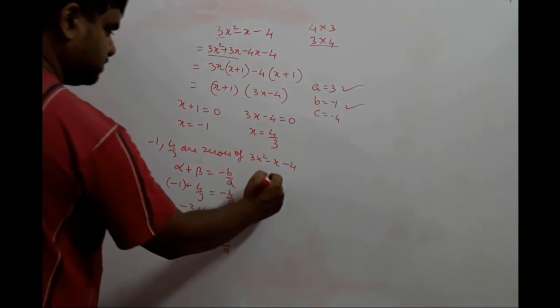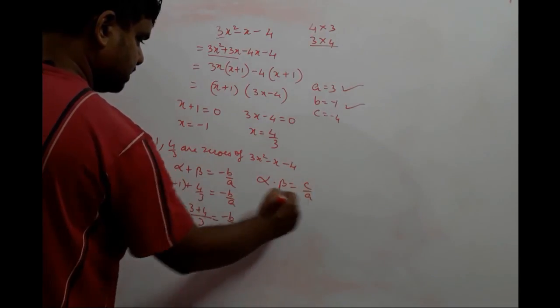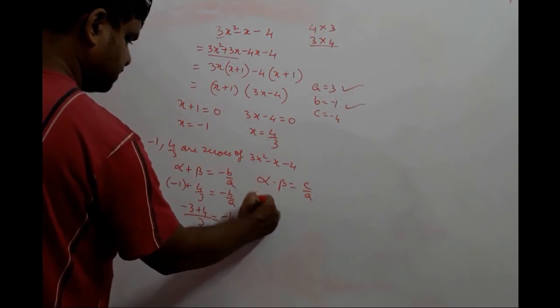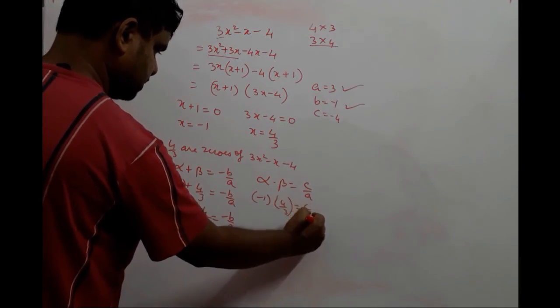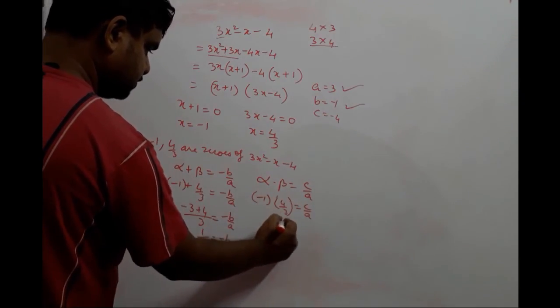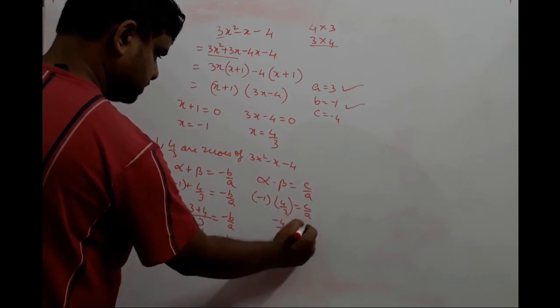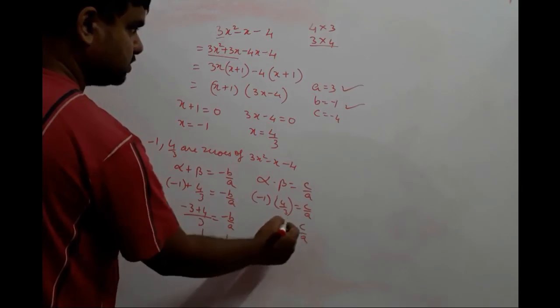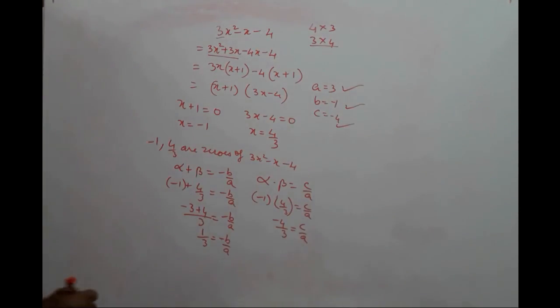So let's find out about c. Alpha into beta is c upon a. Alpha is minus 1 into 4 upon 3, which is c upon a. Minus 1 into 4 gives you minus 4, and this is upon 3, which is c upon a. So c is equal to minus 4 and a we've got as 3. So that solves our problem. And so we finish with this part.